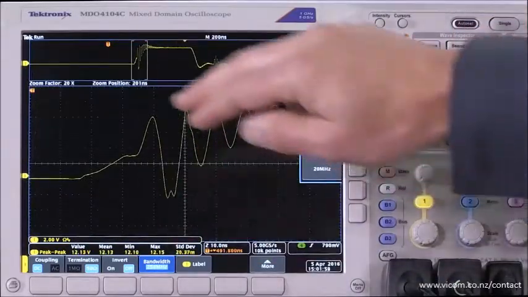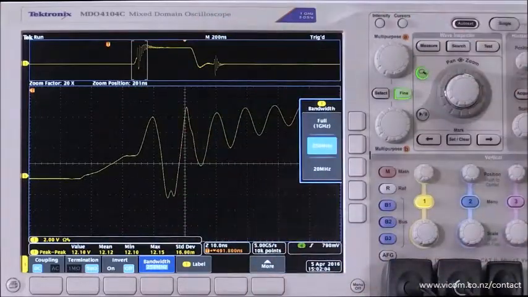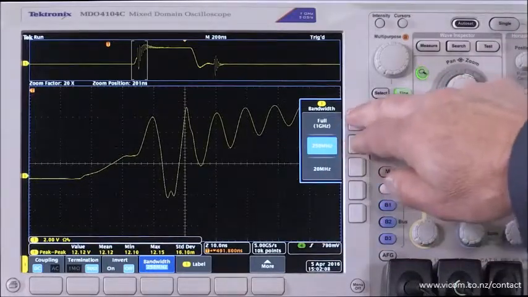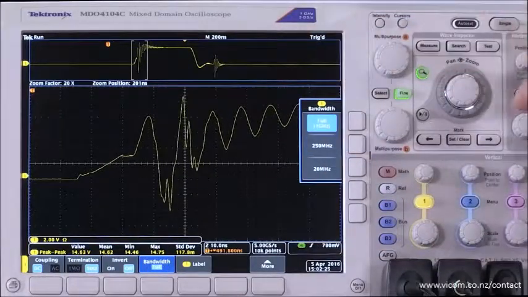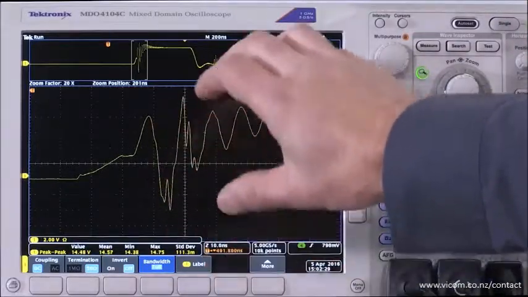Here we see about a 100 megahertz ring. And we see a hint of something else, but we don't have enough bandwidth yet to see the true measurement. So let's go to full bandwidth. So we go to full bandwidth, and then we start seeing more of this detail. So this is really what's happening on my waveform.